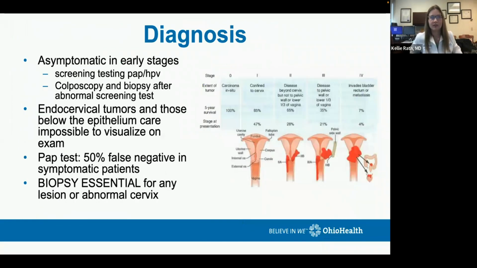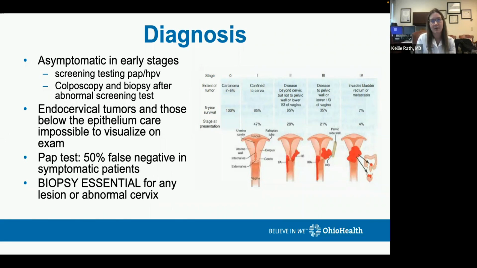So a little bit about cervical cancer diagnosis. The majority of patients with cervical cancer are diagnosed in an early stage, and they don't have any symptoms when this is a very small area of cancer. It's detected by screening with PAP and HPV testing, colposcopy, and then a biopsy after abnormal screening tests. Many times it can be difficult to diagnose some of the early cervical cancers because endocervical tumors and those below the epithelium are almost impossible to visualize on exam. And so some of these patients may be the ones that we have a normal PAP, but a positive HPV, indicating something higher up in the cervical canal.